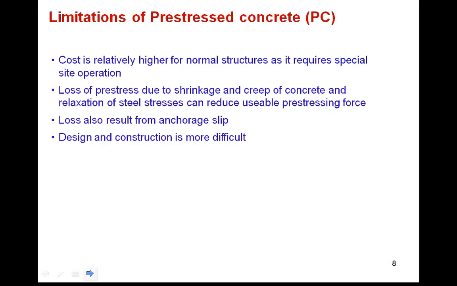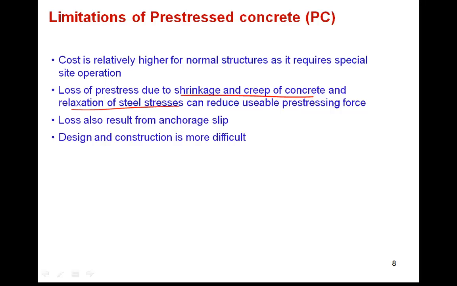And also, the prestressing that we apply, the tensioning that we apply in the tendons or the steel, can be lost with time. So the loss of prestressing can be caused due to the shrinkage and creep in concrete, or it can also be caused due to the relaxation of steel stresses. So this loss in the prestressing wires will affect the strength of the prestressed concrete structures. So that is one drawback, one limitation as well.